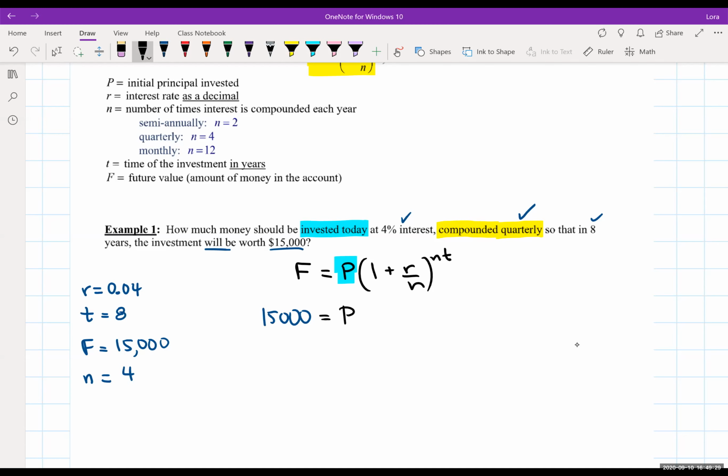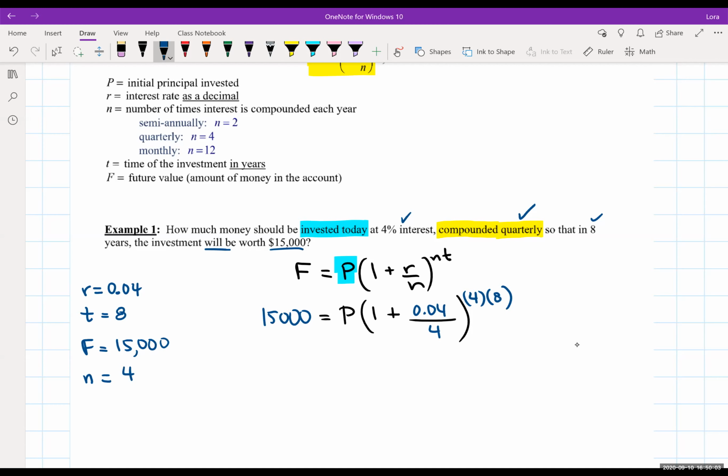I do not know the principal. 1 is 1. R is 0.04. N is 4. And again, N times T, that is 4, that's going to get multiplied by T, which is 8. So I always like to show what I'm plugging in just in case I make a minor mistake with my calculator. At least there's some partial credit awarded to me if we are being awarded partial credit. I guess it depends what class you're taking.